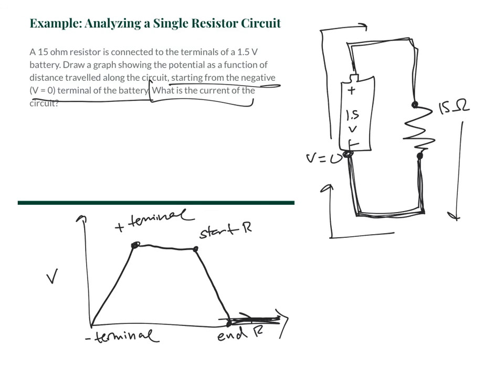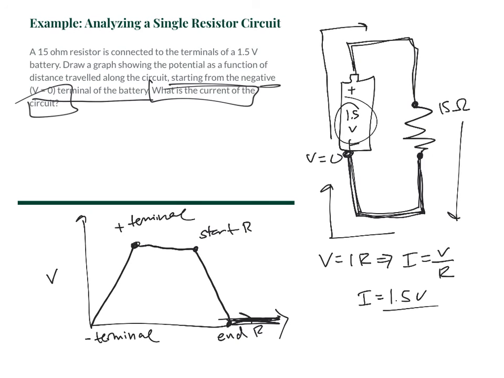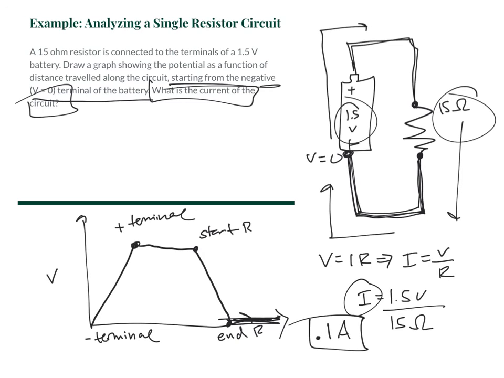The other question is, what is the current of the circuit? This is just Ohm's law. V equals IR, so I equals V over R. Current is what we're looking for. Voltage is 1.5 volts and resistance is 15 ohms. So our current there is 1.5 divided by 15, which is simply 0.1. And volts divided by ohms is the correct unit for current, which is amps: 0.1 amps.